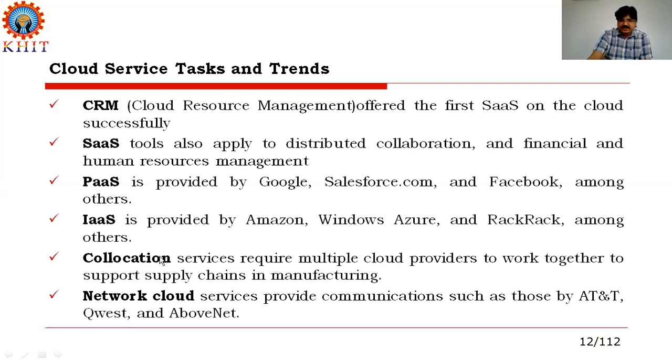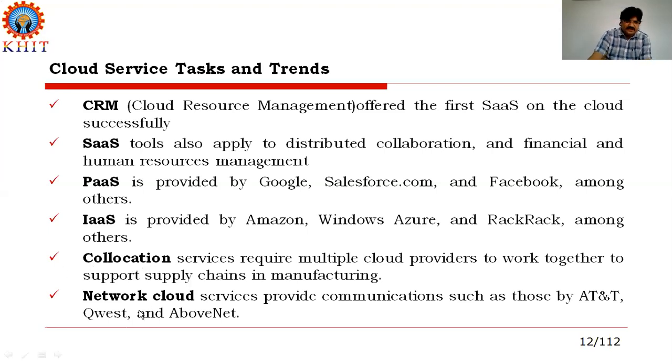Co-location is nothing but location as a service. Location as a service requires multiple cloud service providers to work together to support the supply chain in manufacturing. So whenever we are manufacturing a particular service item, we need to collaborate and integrate across a lot of public, private, or hybrid clouds. So to overcome the problem, we need to place the services over a period of time in different locations. This is called co-location services.